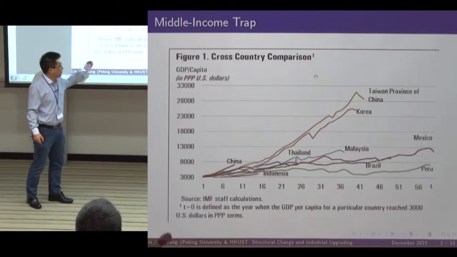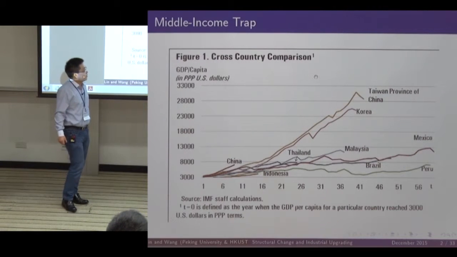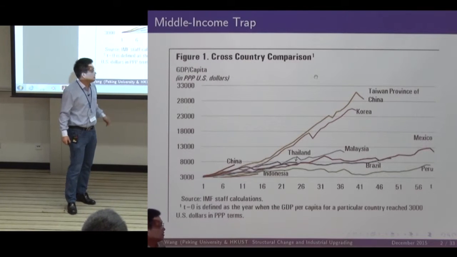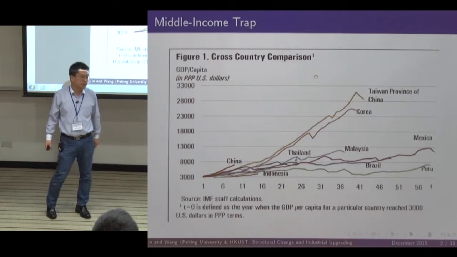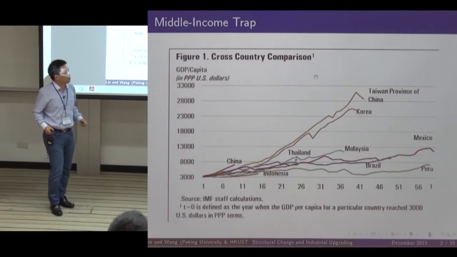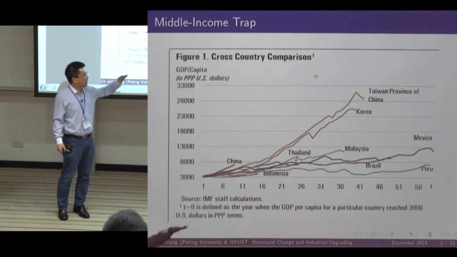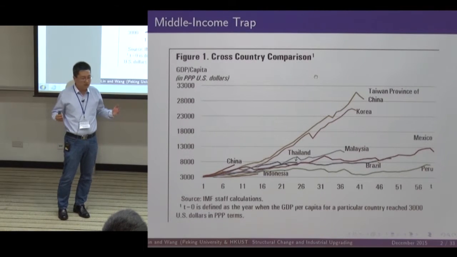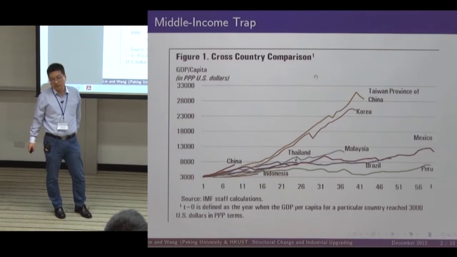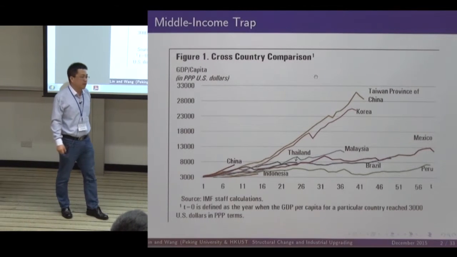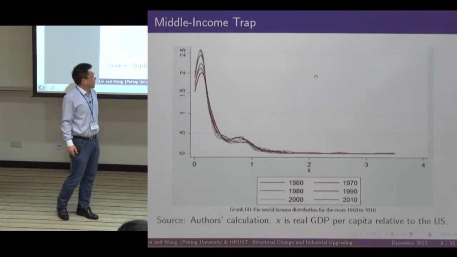So just to give you a concrete example, this is copied and pasted from an IMF working paper. The horizontal axis is the year, how long it takes the economy to reach GDP per capita of $3,000 in PPP terms. You see that clearly Taiwan and South Korea are successful economies. They escaped the so-called middle income trap. But other economies still linger around, and the growth rate was not high.